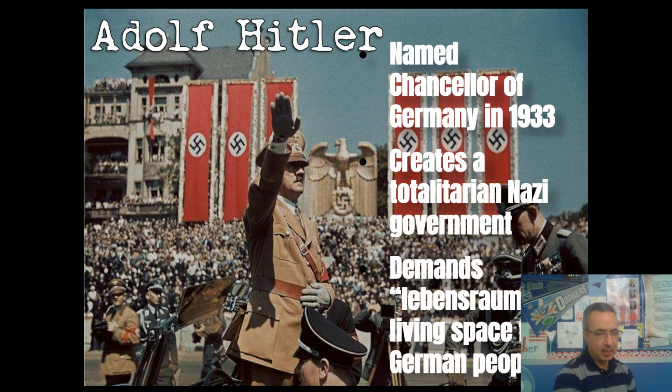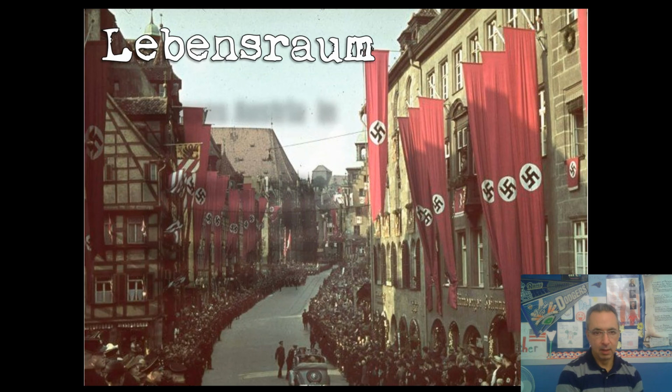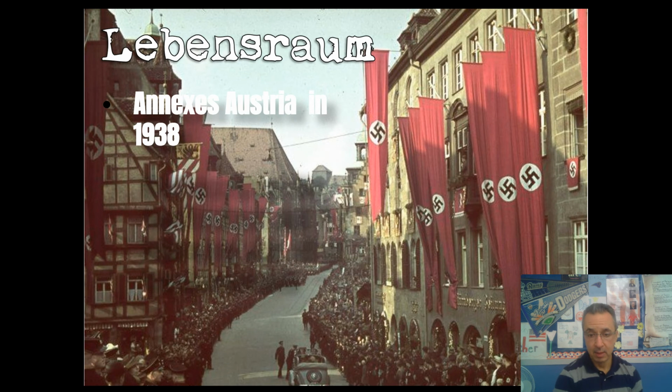He demanded, shortly after getting into power, more living space for the German citizens. He wanted to unite all German-speaking people together. Lebensraum is the best I can do in terms of the German pronunciation. He officially annexed Austria in 1938 in order to add additional German-speaking people to his empire. Notice the propaganda with the Nazi flags and such flying down the streets here.